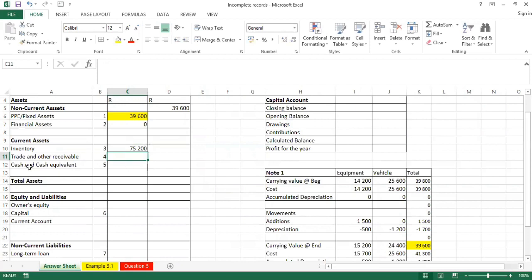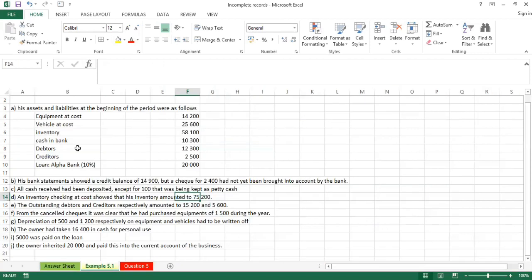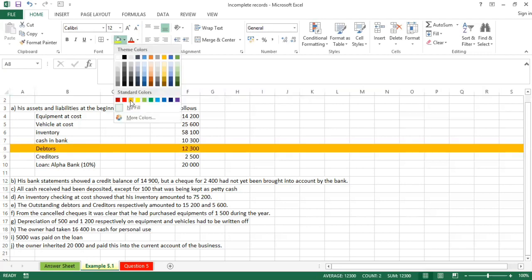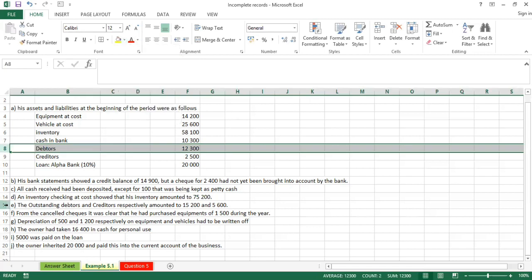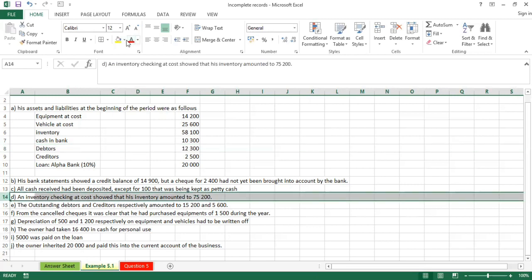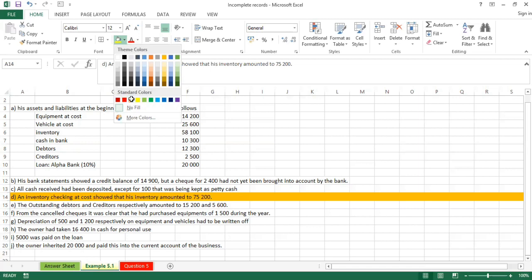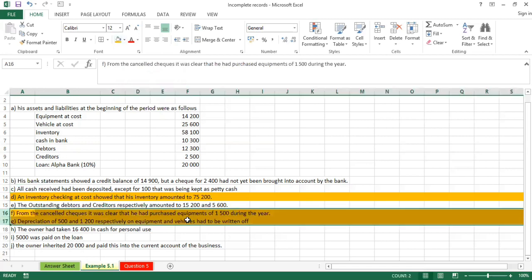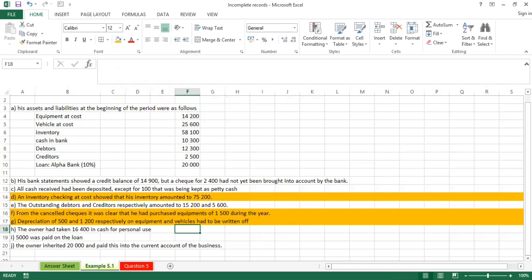Okay, and then we move on, and then we have our trade and other receivables. So we're going to check again what the information has concerning our trade and other receivables. We know that they're talking about our debtors. So information at the beginning, our debtors was 12,300. And then we check other information. So I'm going to highlight all the information that I've already dealt with, so that it doesn't confuse us. We did D, our depreciation, and also F and G, finished with those.